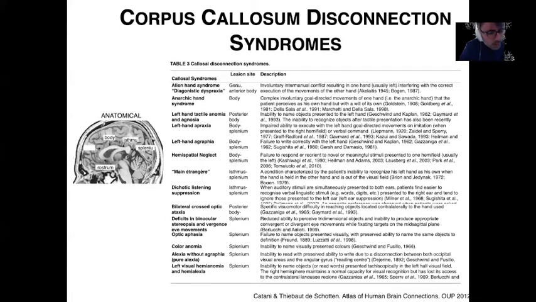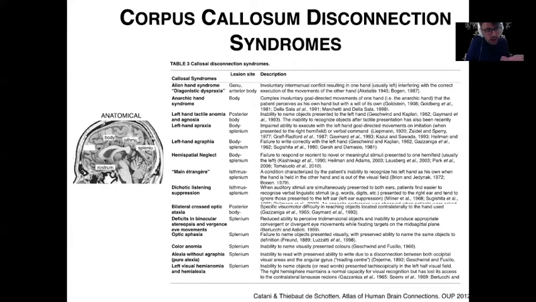If you go a little more posteriorly, you can have a left hand tactile anomia. That's mostly if you close your eyes and you put an object inside the left hand of the patient, they will not be able to say what it is.